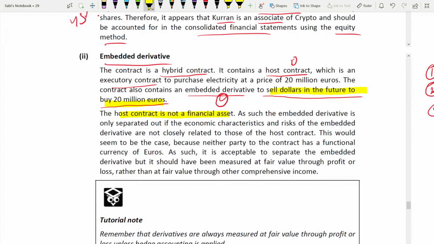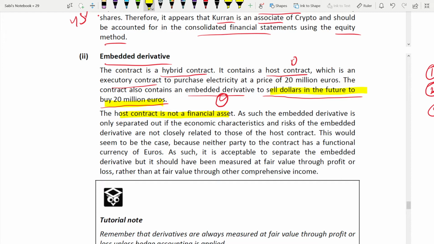Okay, so because this is not a financial asset, now you have to... If it was a financial asset, no problem. Use IFRS 9. But this is not a financial asset, because see, IFRS 9 deals with what? Financial assets, financial liabilities, equity instruments, right? But if it's not a financial asset, then how do you deal with it under IFRS 9? So just keep it as it is.